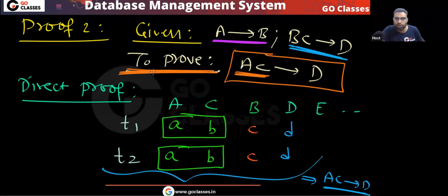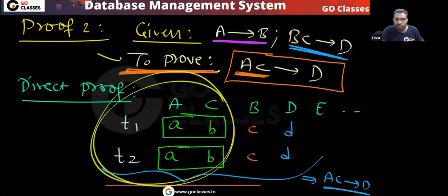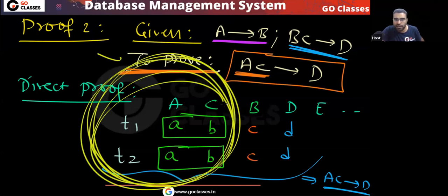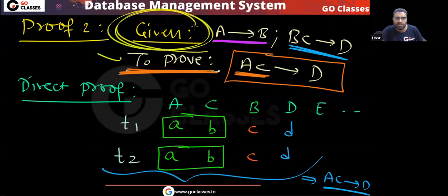So focus on what you need to prove: if two tuples have the same AC value, then they will have the same D value. You start from this. Take two tuples with the same AC value. This is your starting point. Then use the things which are given to you, and finally you will get your result. Very simple. I hope you can do all these things.